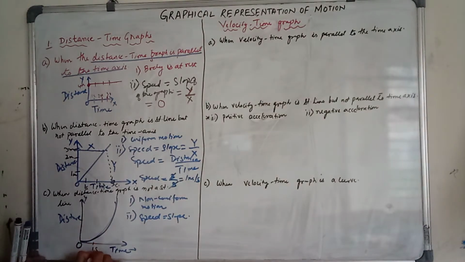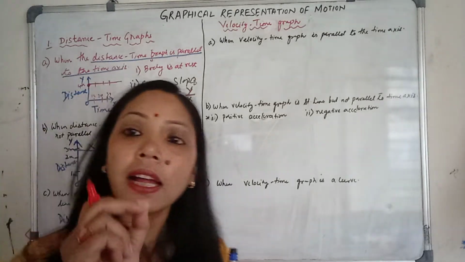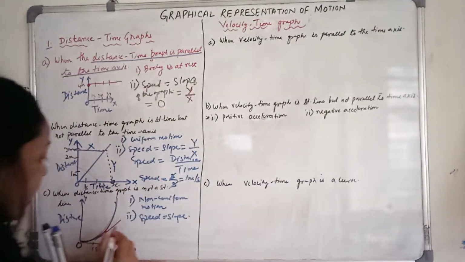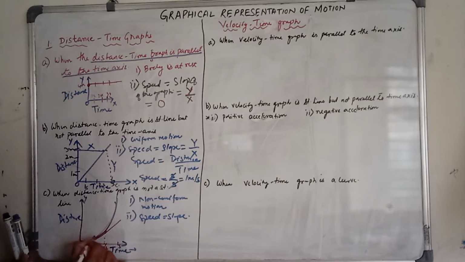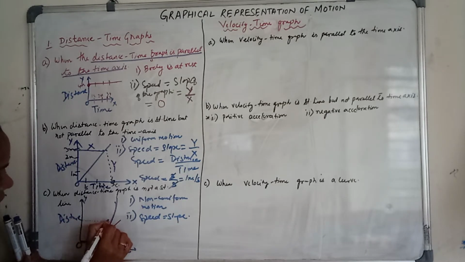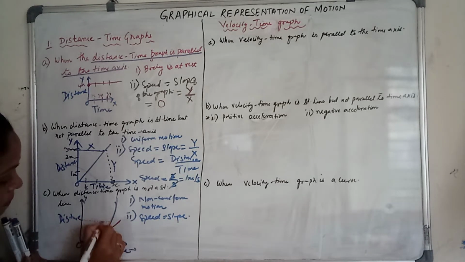Suppose this is 1 second, 2 seconds, 3 seconds. Suppose you want to find the speed for 2 seconds. For 2 seconds, just make a straight line. This is a line which touches the curve. Then you draw one triangle from here. This is the distance. Distance you get from here.